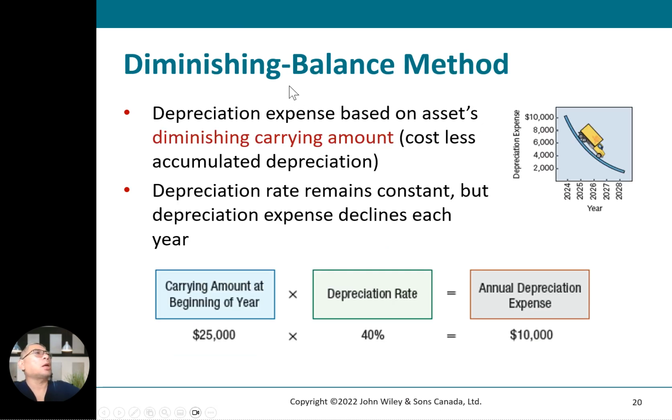The diminishing balance method is mostly what they call the double declining method. It's the same kind of truck here. Depreciation expense is based on the carrying amount, cost less accumulated depreciation, at double the rate. The depreciation rate remains constant, but the expense declines each year. So depreciation is 40%, 25,000 times 40%, is 10,000. If you are a small company, you would like to use this depreciation expense on any car that you buy. It's 10,000 there.